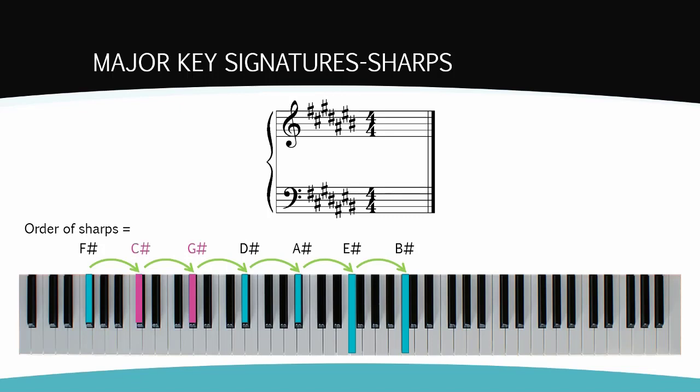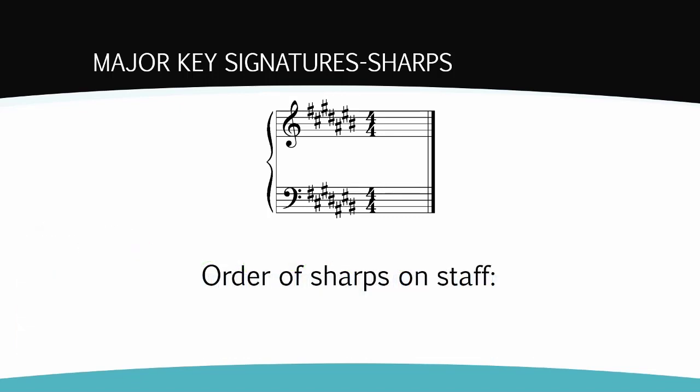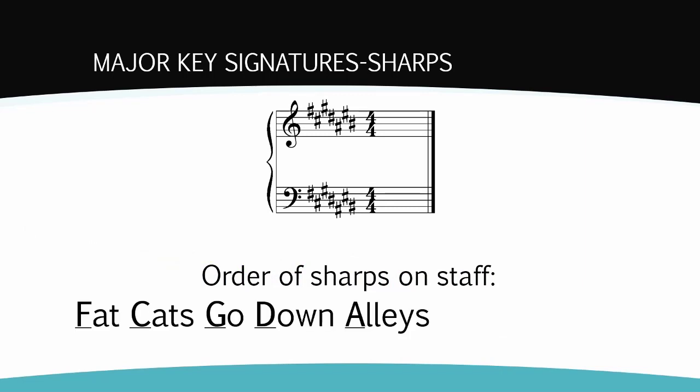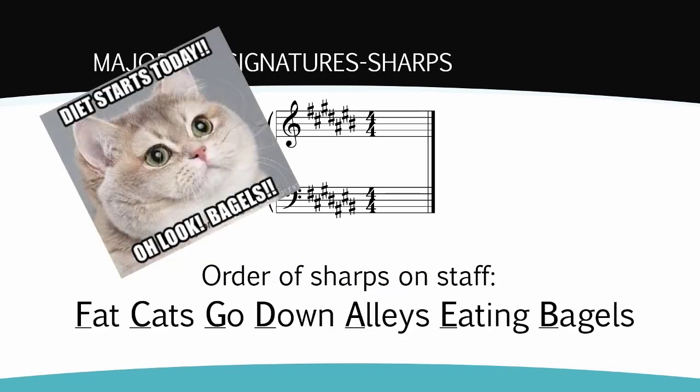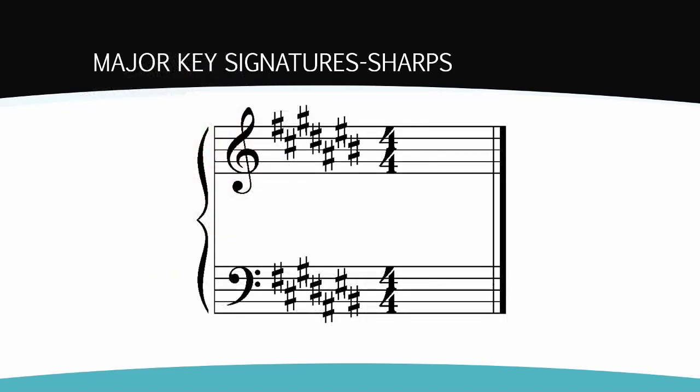You can remember the order in which you place sharps on the staff by using this mnemonic device. Fat cats go down alleys eating bagels. The sharps are placed in a very specific way on the staff for each clef. On the treble clef, the first sharp is placed on the top line. You add sharps in the order of down, up, down, down, up, down.